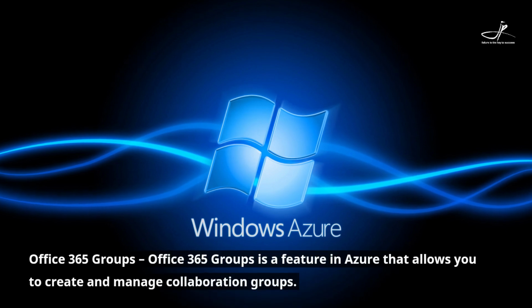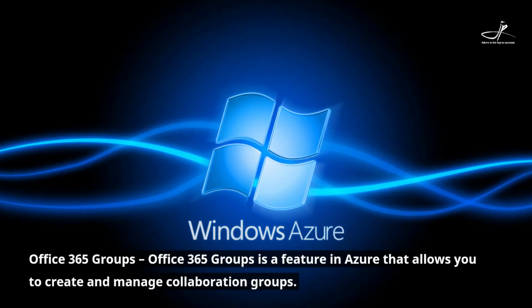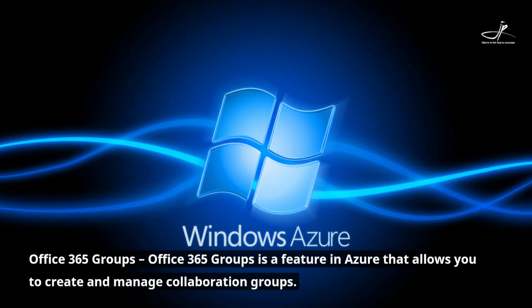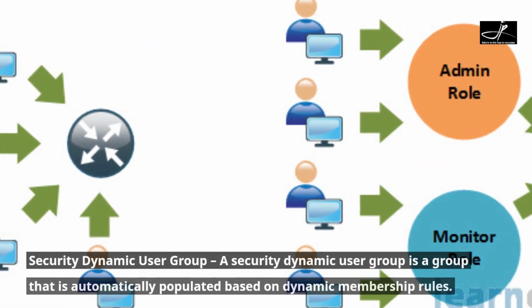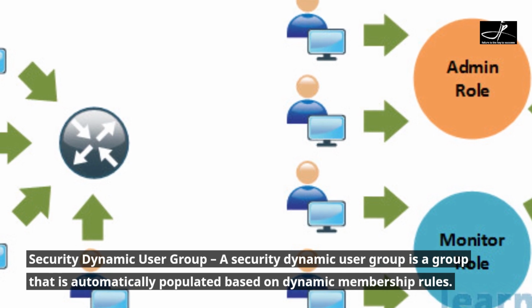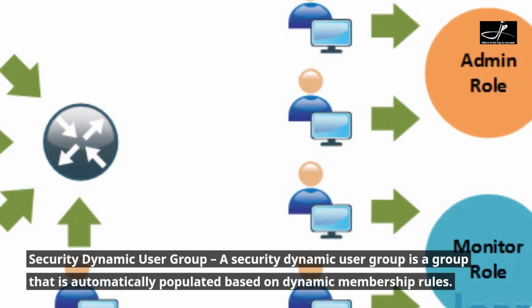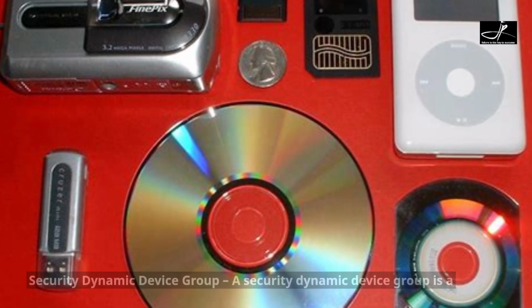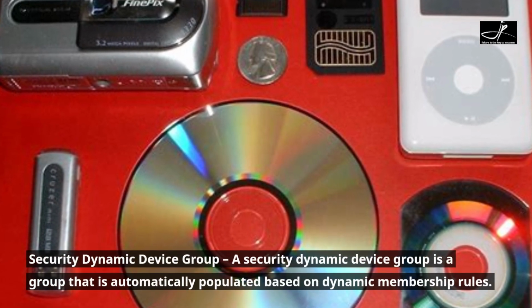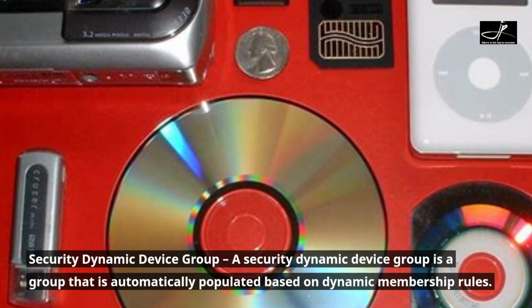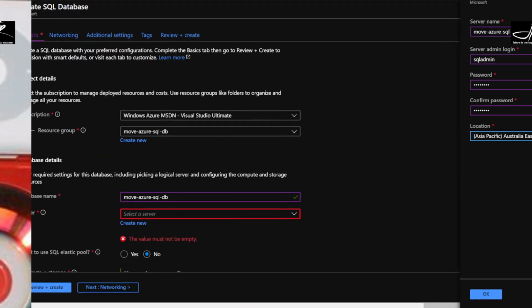Office 365 Groups. Office 365 Groups is a feature in Azure that allows you to create and manage collaboration groups. Security Dynamic User Group. A security dynamic user group is a group that is automatically populated based on dynamic membership rules. Security Dynamic Device Group. A security dynamic device group is a group that is automatically populated based on dynamic membership rules.